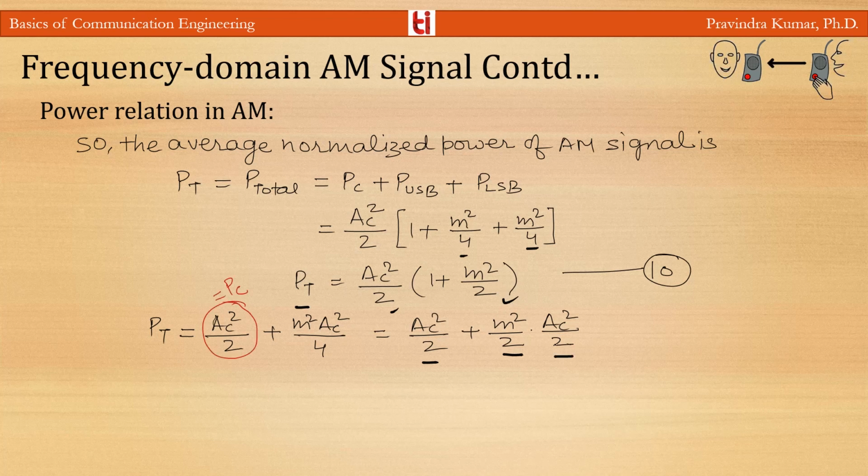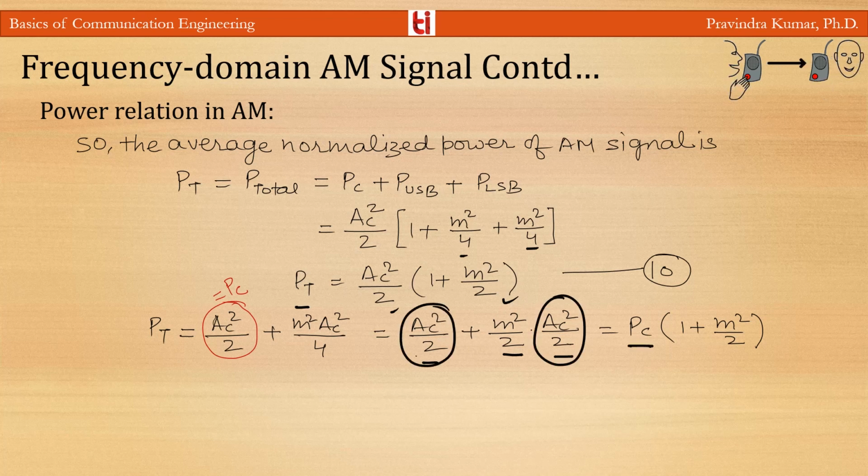And this is Ac square by 2, this is Pc, the power in the carrier. And so we can write here Pt by Pc. If I take Pc outside, it will be 1 plus m square by 2. And so Pt by Pc will be 1 plus m square by 2. This equation tells about the relation between the total power of the AM wave and the power contained in the unmodulated carrier.